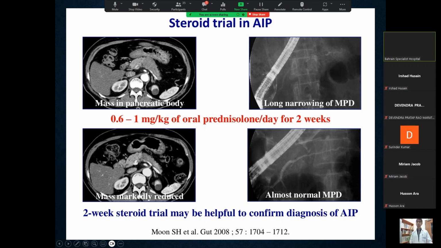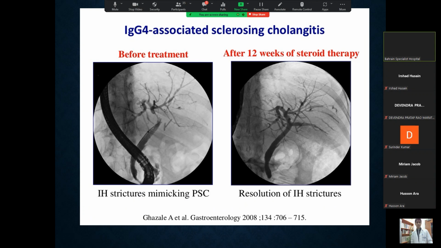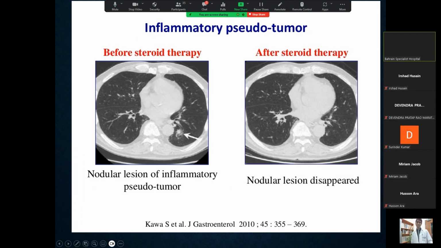That's the reason in all PSC cases, IgG4 should always be checked. It's a potentially treatable disease. This is also before treatment, with the stricture here, and the stricture is gone here, subsequently after treatment. The pulmonary lesion has also disappeared after treatment, after steroid therapy.